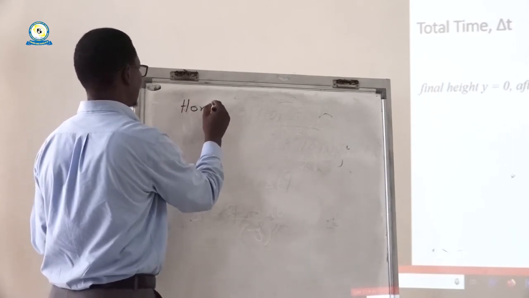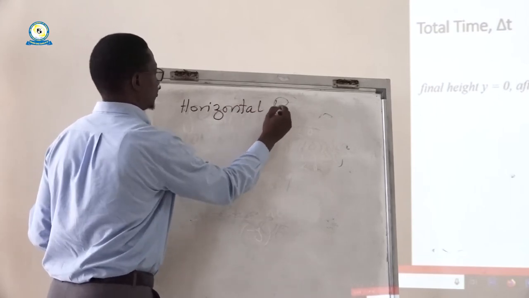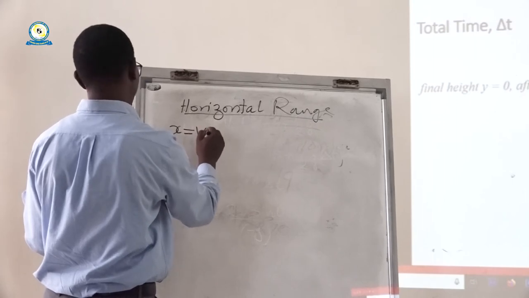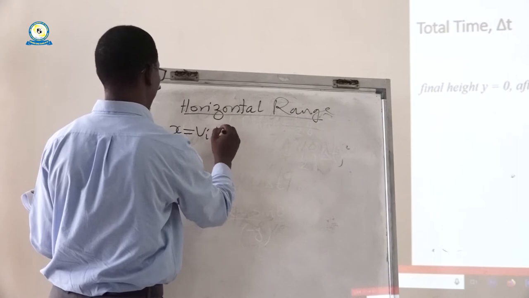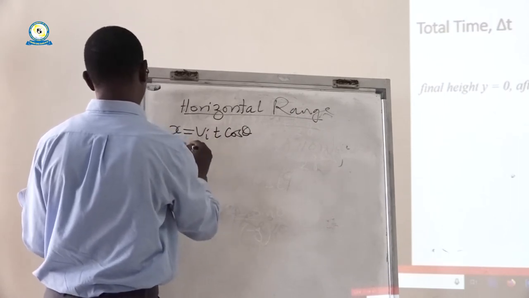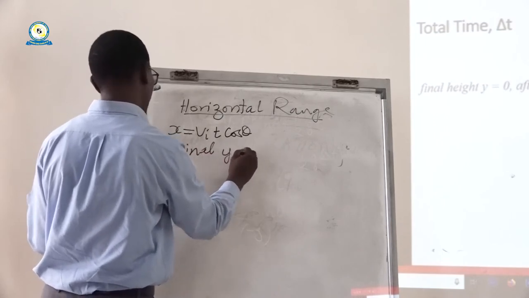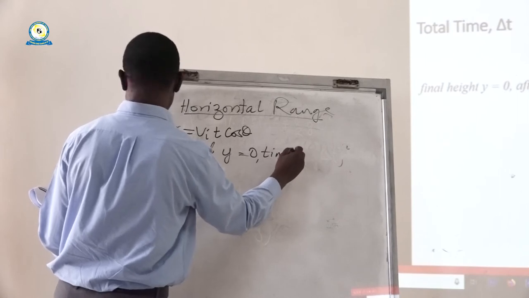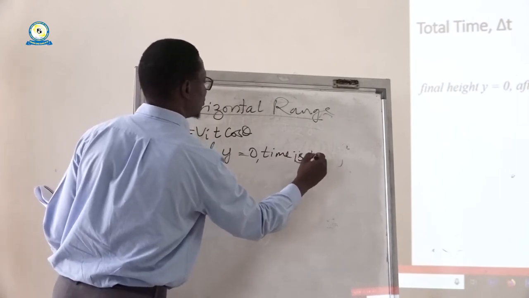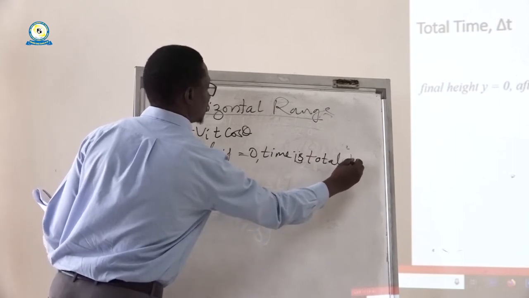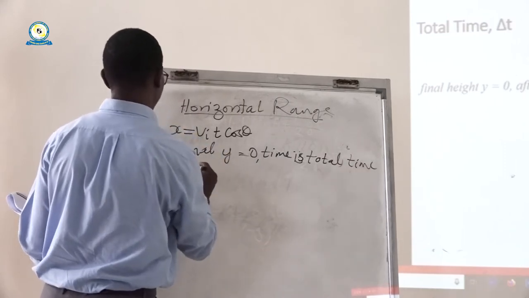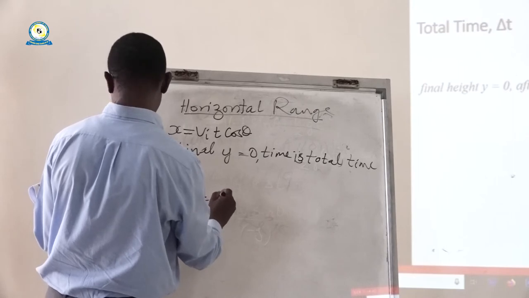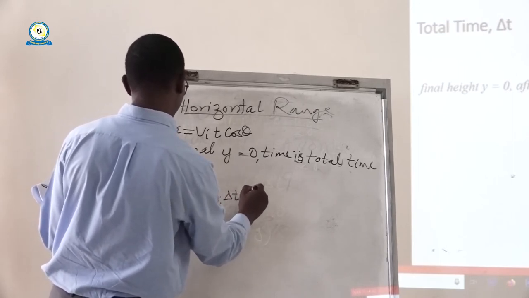Horizontal range: x is equal to vi t times cos theta. Final y equal to 0. Time is total time, delta t. Delta x is equal to vi delta t cos theta.